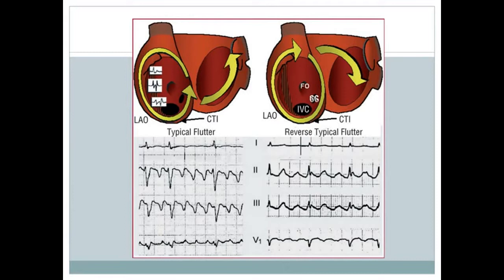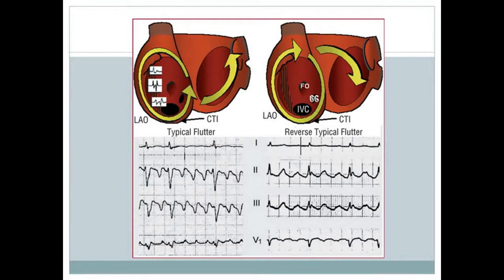The classic typical flutter is going to have, in V1, remember V1 and lead 2 are the ones we use to see the P wave, positive P waves. But the characteristic sawtooth pattern is going to be in the inferior leads, 2, 3, aVF, and it's going to be negative. It never rests. You never have an isoelectric line. It's always fluttering. The sawtooth pattern goes down slowly, up fast, down slowly, up fast. That's the classical one. If it's reverse flutter, it's just the opposite: negative in V1 and positive in the inferior leads.